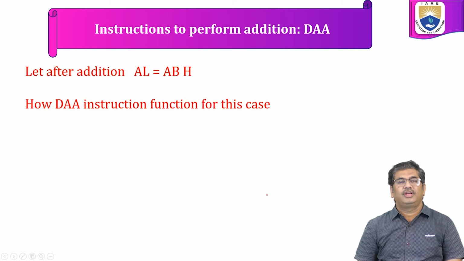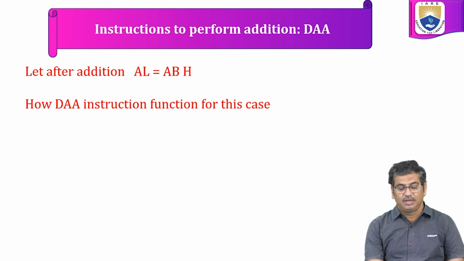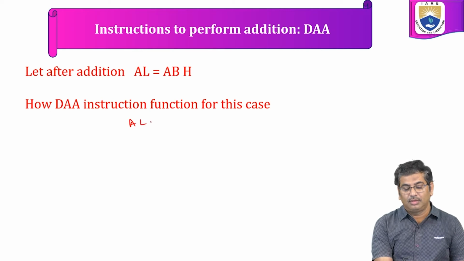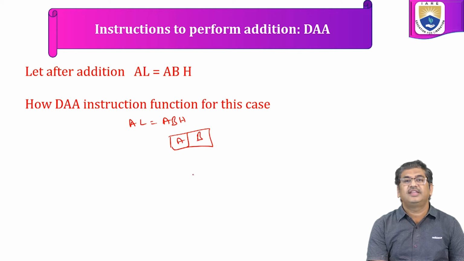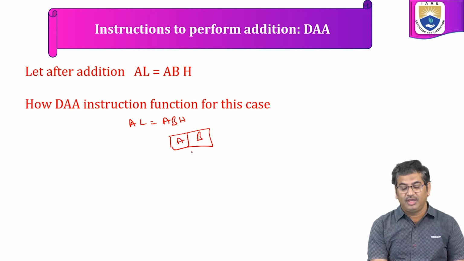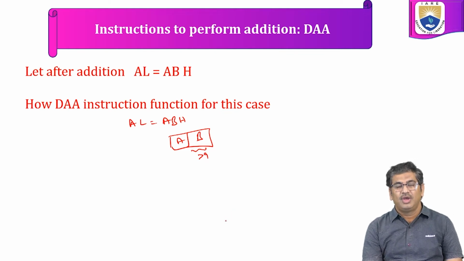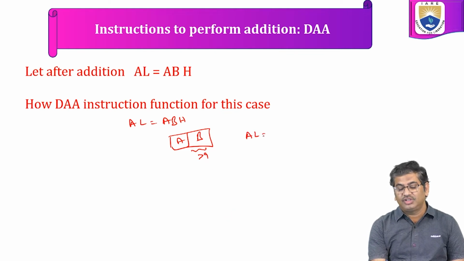Now we will take one more example, where we are considering after addition, the result which is produced in the AL register is equivalent to ABH. Here first we have to examine the lower nibble. In this example, the lower nibble is B, which is greater than 9, so it is not a valid BCD number. So we have to add 06 to the AL register contents.